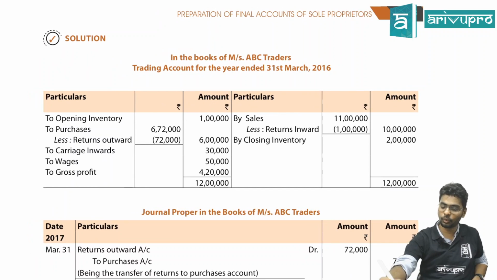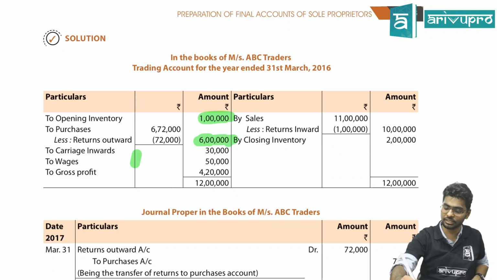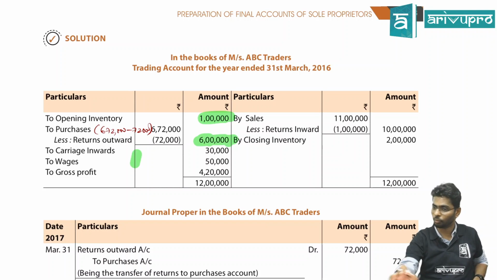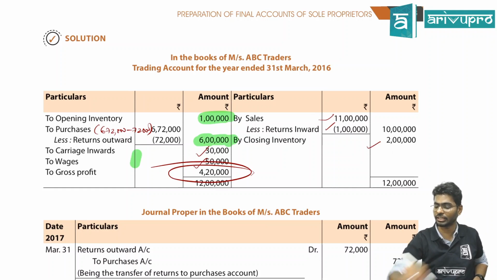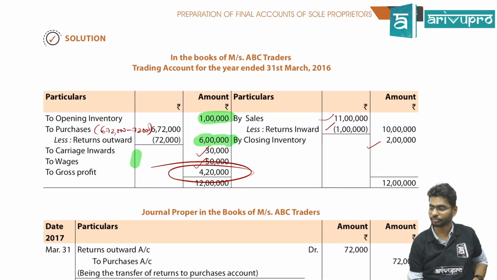Opening inventory 1 lakh. I told you purchases, we only write net purchases. You can either write it in a columnar format, or just write it like this: purchases 6,72,000 minus 72,000. Both are fine. Carriage inwards, wages, sales minus sales returns, closing inventory. The balancing figure is net profit, gross profit. Are you clear?